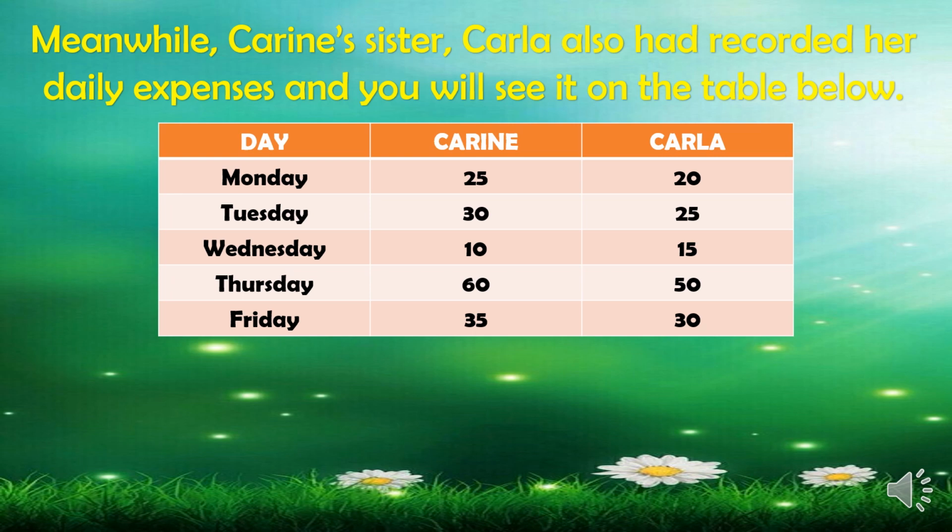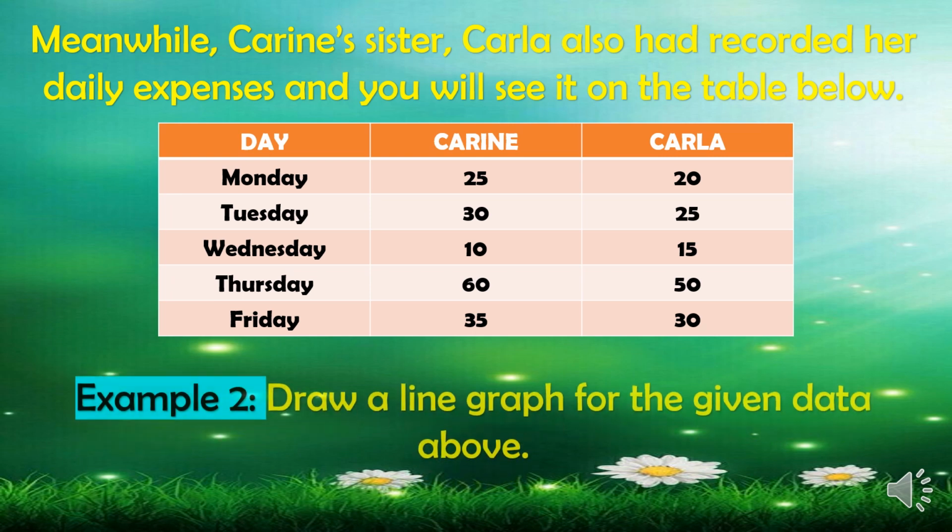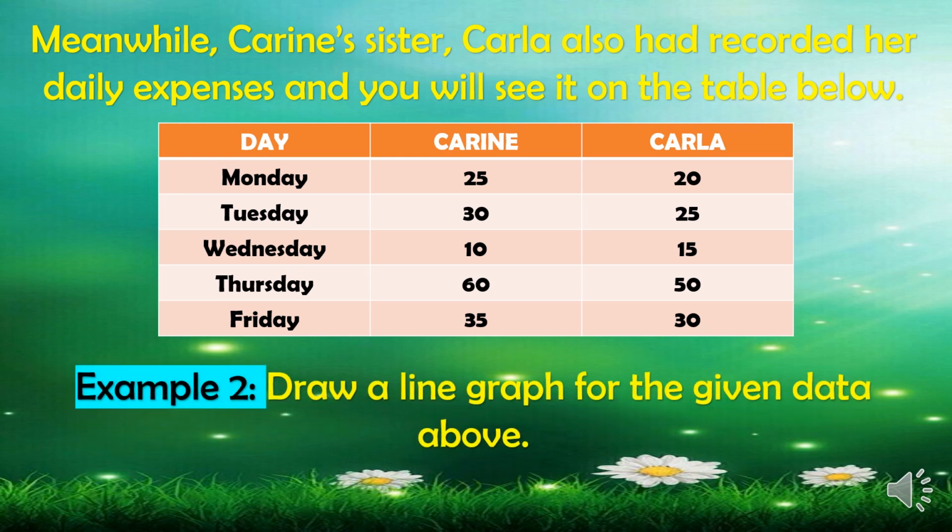So for Monday, Karine recorded her expenses as 25, Carla got 20. Tuesday, Karine 30, Carla 25. Wednesday, Karine 30, and then Carla 15. Thursday, Karine 60, then Carla 50. And then Friday, Karine is 35, and then Carla 30. So for example number 2, draw a line graph for the given data above.